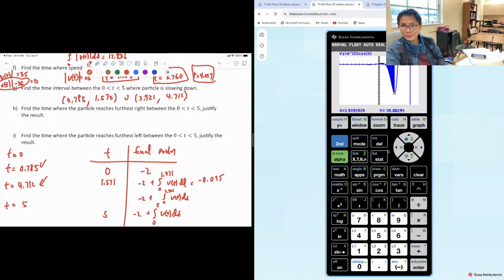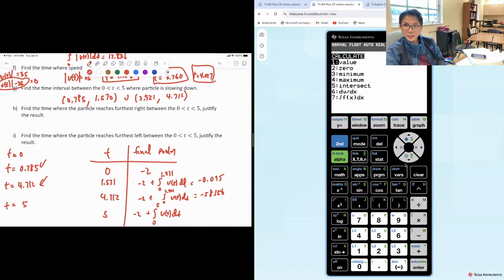Second calc. I didn't mean to confuse you, but I'm looking for the zeros there. Second calc 7 and 0 to what? 4.712. Yep, that's right. So that's going to give you negative 58.156. So 4.712. Is that okay? So which one's furthest left? 4.712 probably, but we don't know yet until we go to 5.